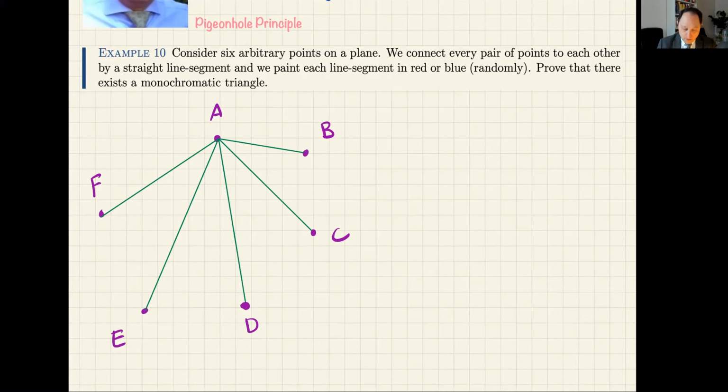Yes, everyone. So I have 5 edges. I have 2 colors available, and I start coloring these with red or blue. What I am claiming is, how you do it is not important. 3 of these lines have the same color. Do you agree with me?